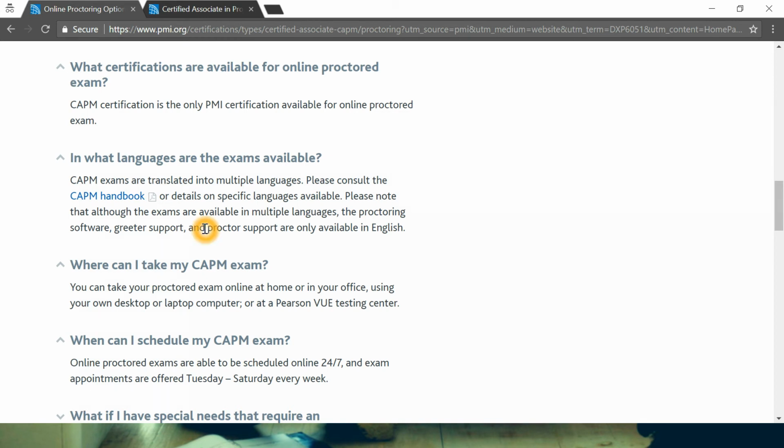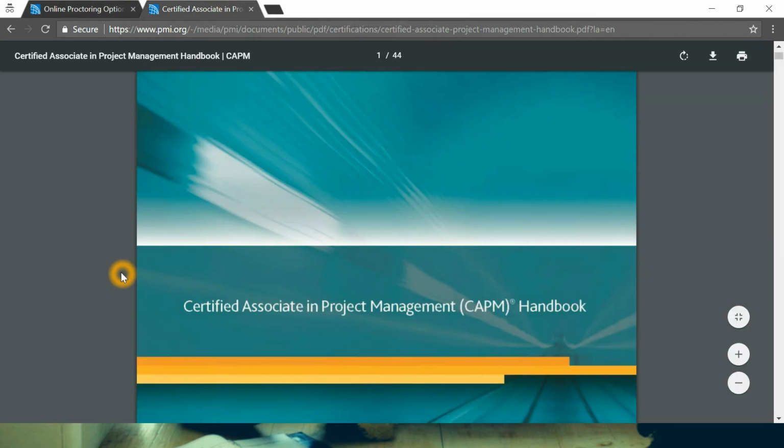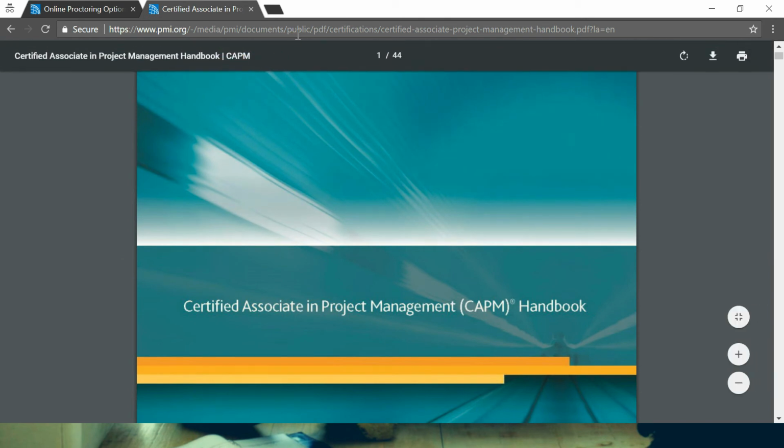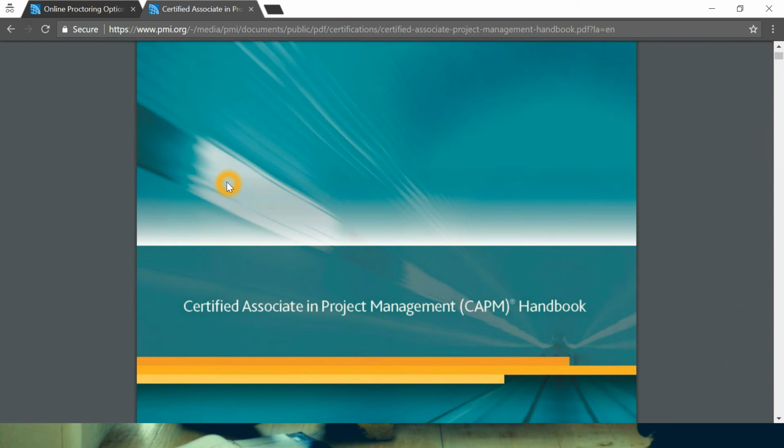The language aids are available for other languages as well, and this is available in the CAPM handbook. There's one handbook for PMP as well. I have this CAPM handbook open here. The direct link will be available in the description as always, of course. And some of the videos that we have done on CAPM will also be available in the description.